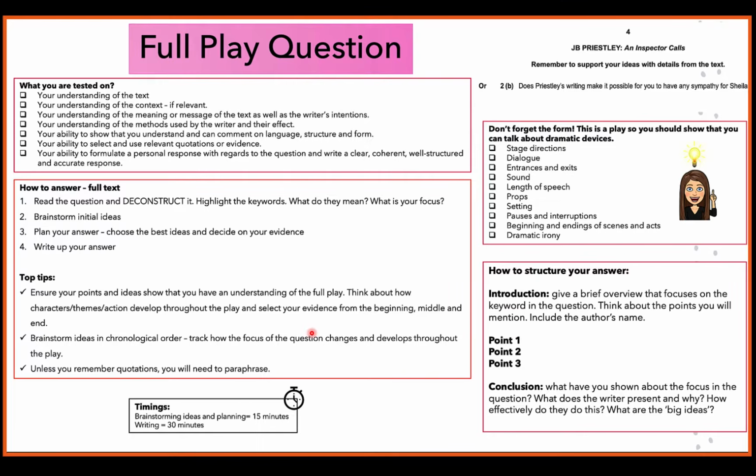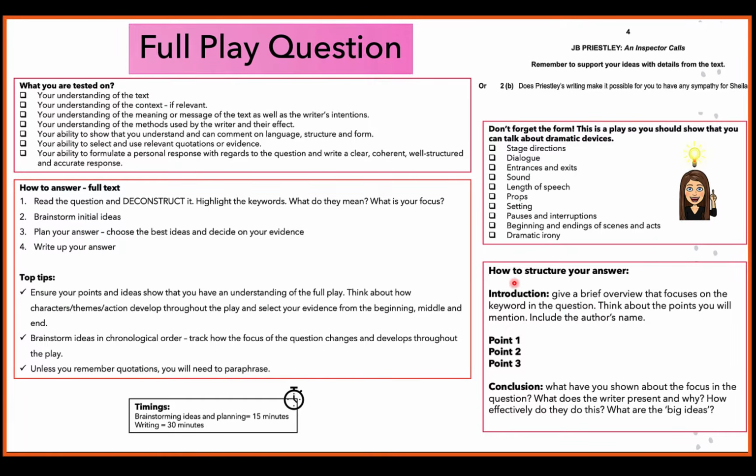So do think about the breadth of your answer and make sure that you're pulling from various parts of the play. It'd be a good idea, when you're brainstorming ideas, to do that in chronological order. So you're thinking, right, okay, I'll start at the beginning of the play and work my way through. That will really help you to think about the focus of the question and any changes or developments of the character or the theme or whatever your focus is throughout the play. Now, unless you remember specific quotations, you will just need to paraphrase, because obviously you don't have the text in front of you. So you may remember key quotations, just key words, or you may remember the general gist and then you're able to paraphrase.